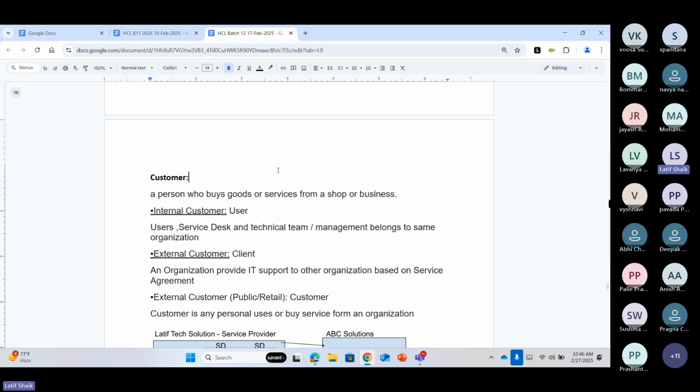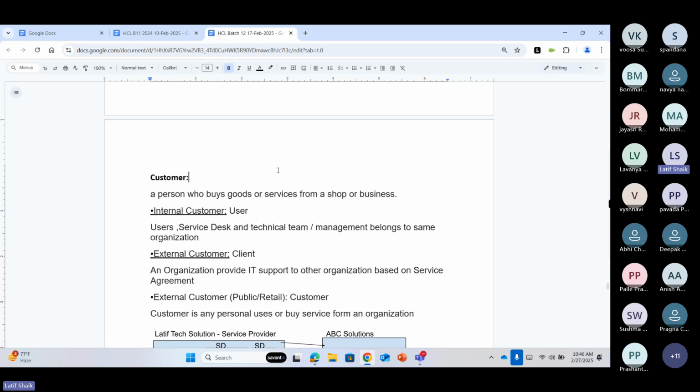So they will go and understand what my request is and find any additional information required. Then they will provide VPN access to my system, so I can connect from my home to my infrastructure and do my work related tasks. So I am an internal customer, and the service desk and the analyst team all belong to the same organization.